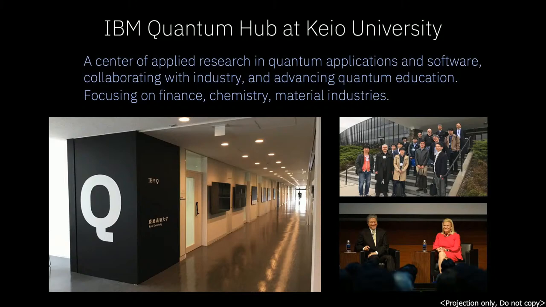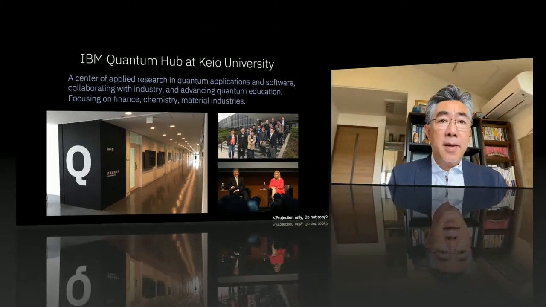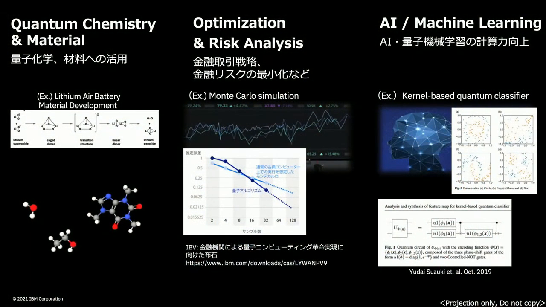And that research center has now grown into a very large quantum research activity center, including more than 30 scientists and 7 private companies that have joined. They're mainly working on 3 areas. One is quantum chemistry and material sciences. The other is financial risk assessment and risk management. And the other, one of the most pervasive and popular areas, includes artificial intelligence and quantum machine learning.